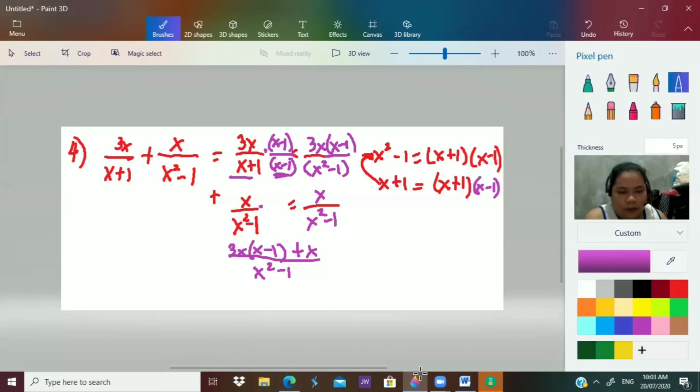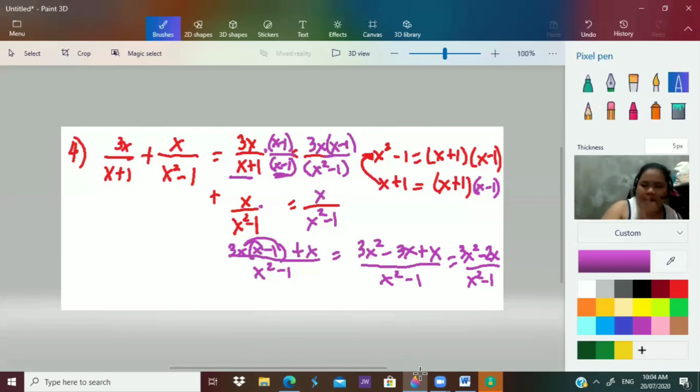So this would be 3x times x, that would be 3x squared minus 3x plus x all over x squared minus 1. So ito magiging 3x squared minus 2x over x squared minus 1. Okay. Ma'am, factorable ang numerator at denominator. Yes, factorable siya. So i-factor natin.